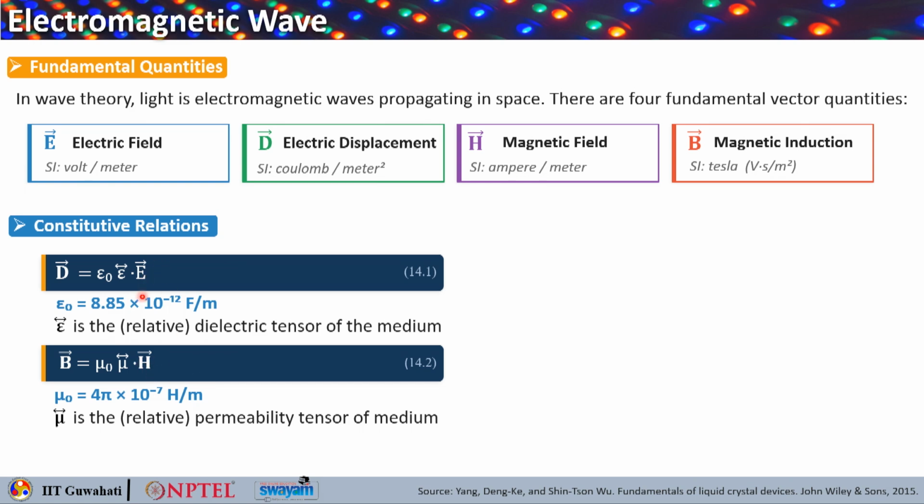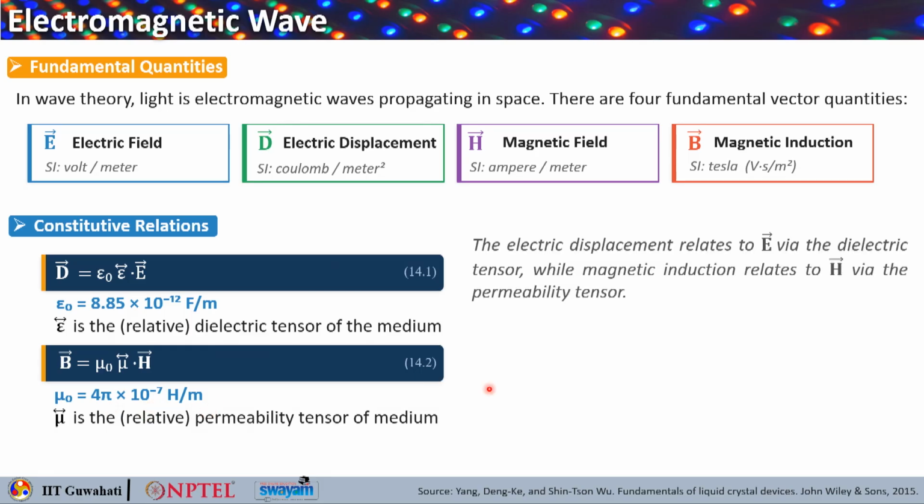So this is how the electric field and its displacement are related. This is how the magnetic field and its displacement are related. Here mu naught is a constant, the vacuum permeability, given as 4 pi times 10 to the minus 7 Henry per meter. The electric displacement relates to E, as I mentioned, via this permittivity tensor.